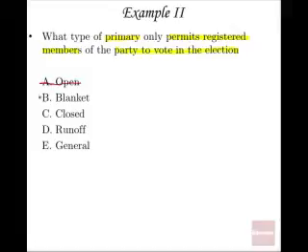Blanket primaries allow you to pick and choose the different slates that you can vote for. So you can vote for a Democrat in this one and a Republican in this one. Closed primary is the one that only permits party members to vote, not a runoff or a general. So it's a closed primary that permits this.